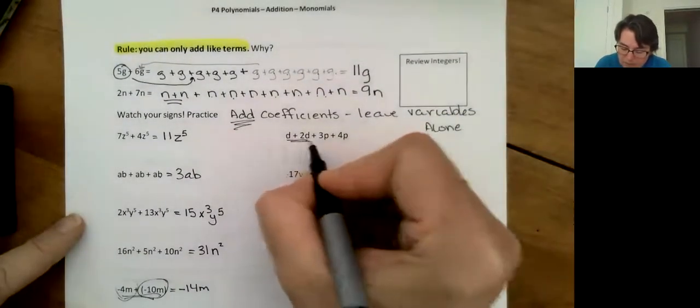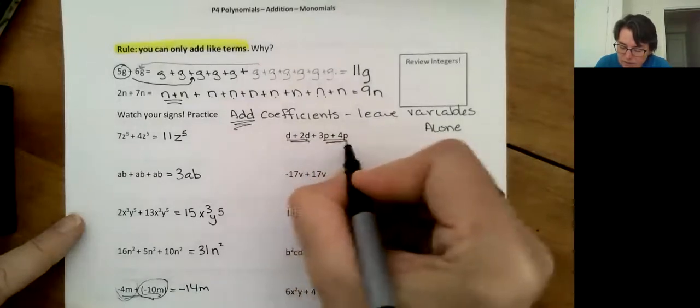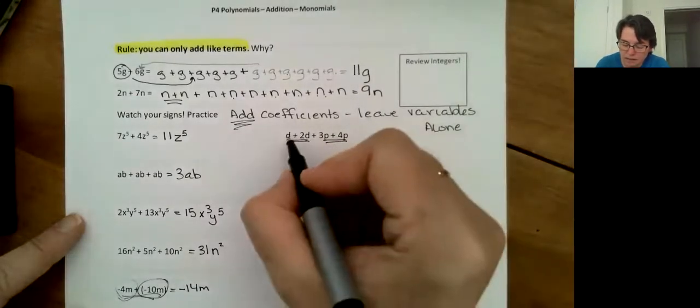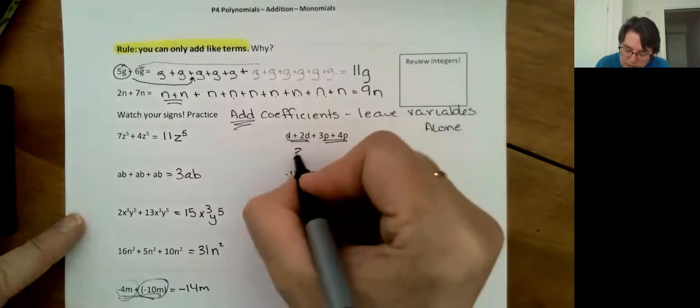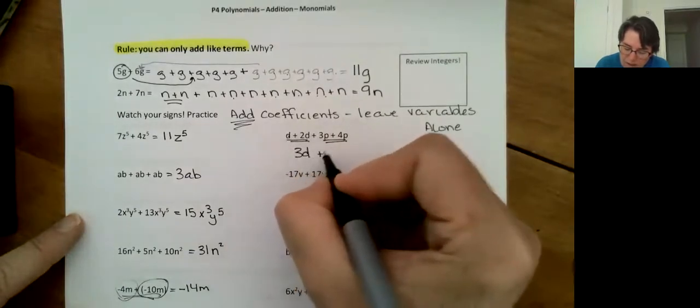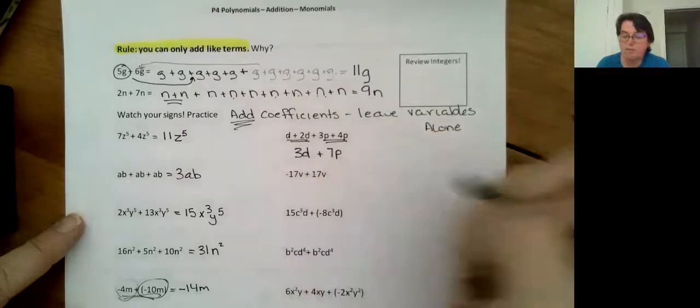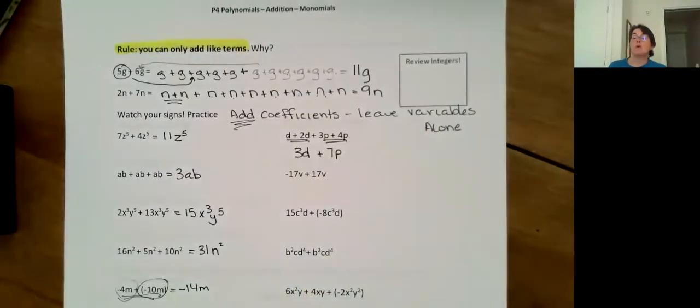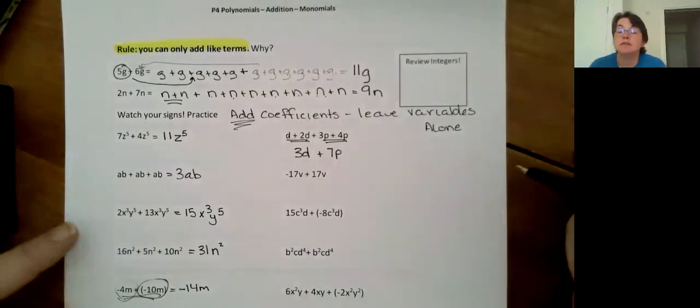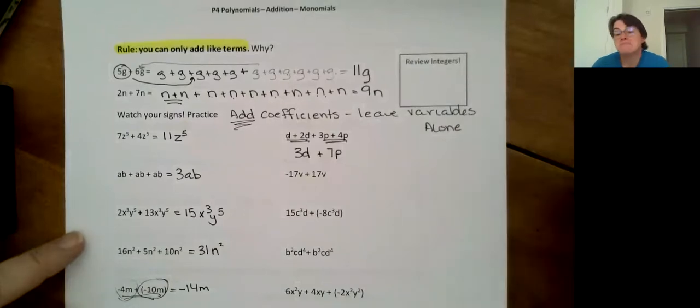Careful, look at that. We had 2 different sets there. So d plus 2d is 3d, plus 3p and 4p is 7p, but you can't put those together. You don't always end up with just one number or one term at the very end. Sometimes you get 2. If you can combine them, great. If not, whatever.